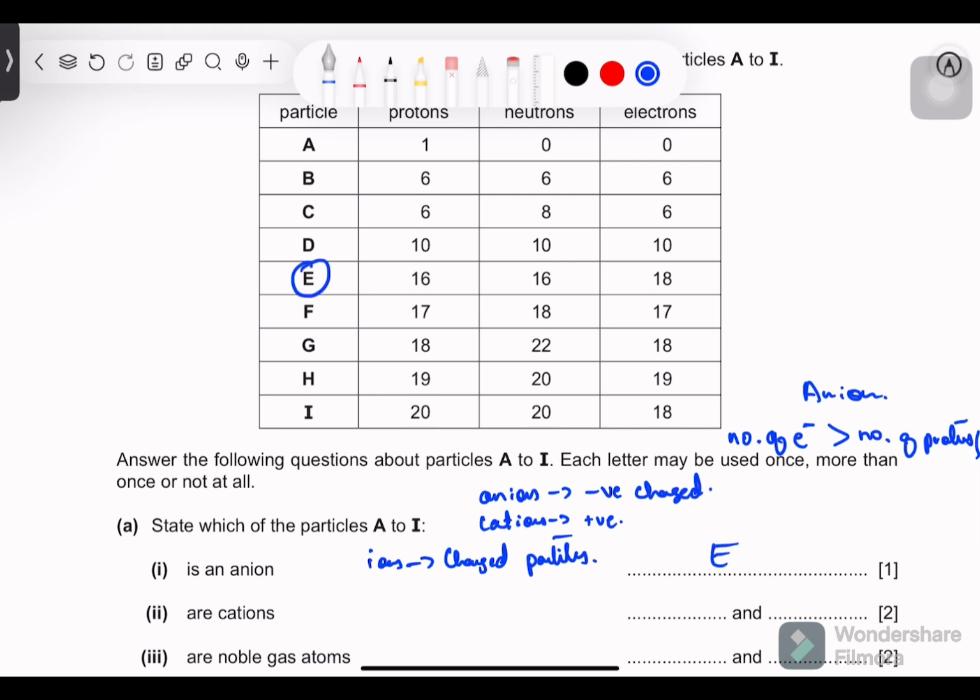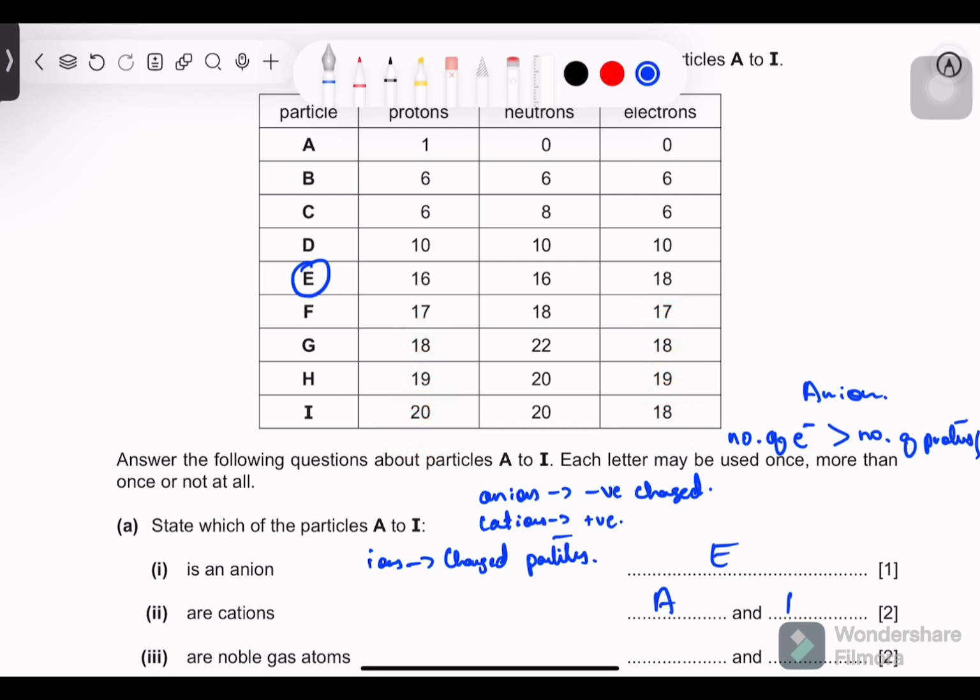Next are cations. So cations should have more protons than electrons. So A should be there, because A has one more proton than electron. After A, all these have the same protons and electrons. F has equal, G equal, and here again we have more protons than electrons.